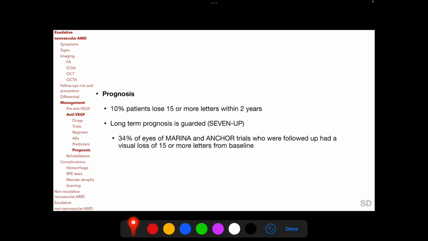With appropriate anti-VEGF therapy, 10% of patients lose 15 or more letters within 2 years, but the SEVEN-UP study showed that the long-term prognosis even following anti-VEGF therapy is relatively guarded. 34% of eyes of MARINA and ANCHOR trial patients who were followed up for 7 years had a visual loss of 15 or more letters from baseline.